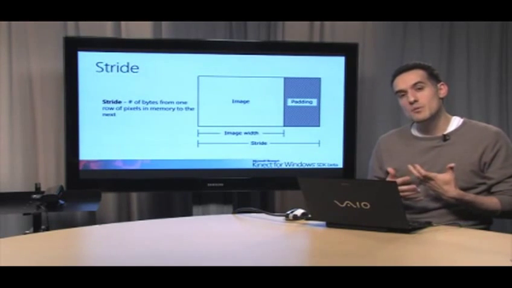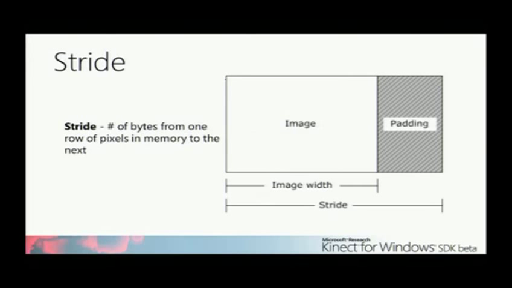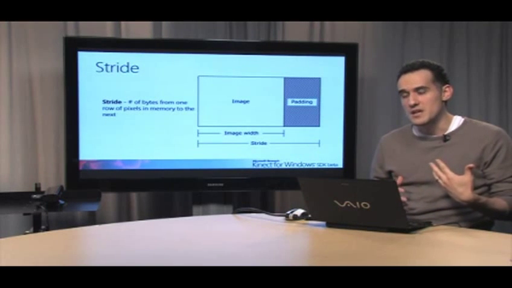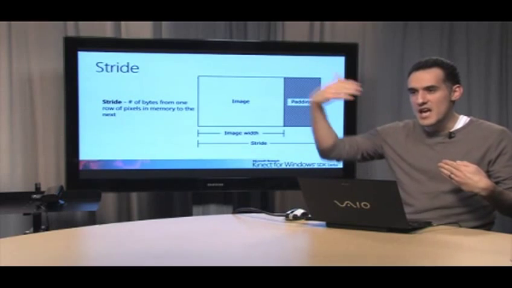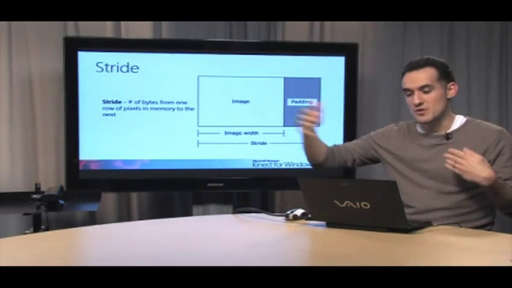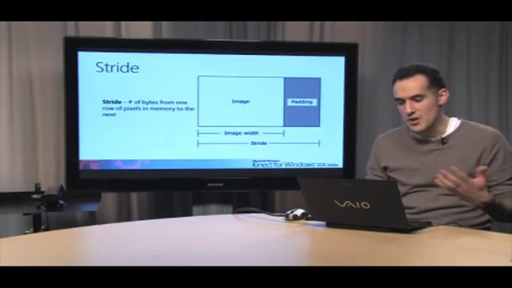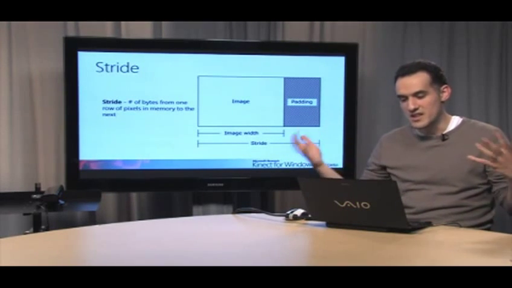One thing is, when we're building these objects, you'll need to know about what stride is. Stride is the number of bytes from one row of pixels in memory to the next. Think of stride as basically the union of both the image width and any padding that you have within your application. We're going to need this because we have an array of bytes, and we need to represent it as a bitmap source. We need to know if there's any padding on that image. So just remember, stride is the union of image width and any padding.